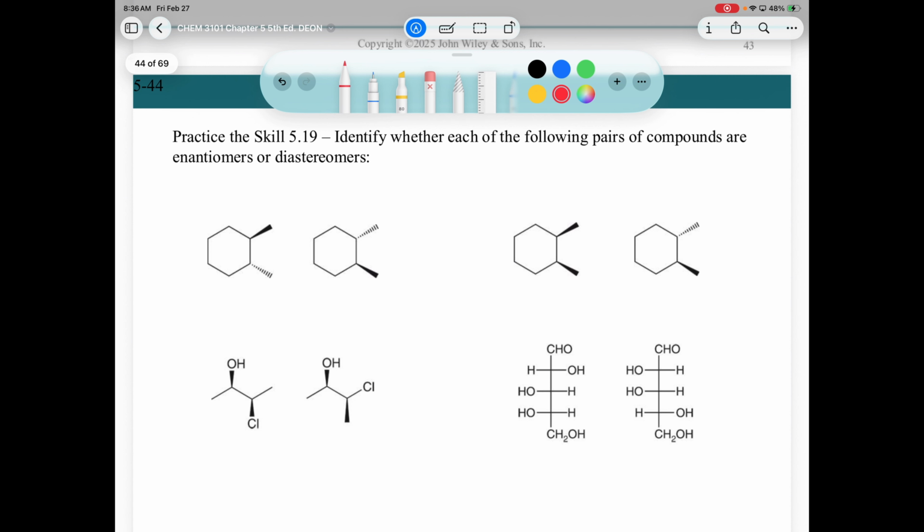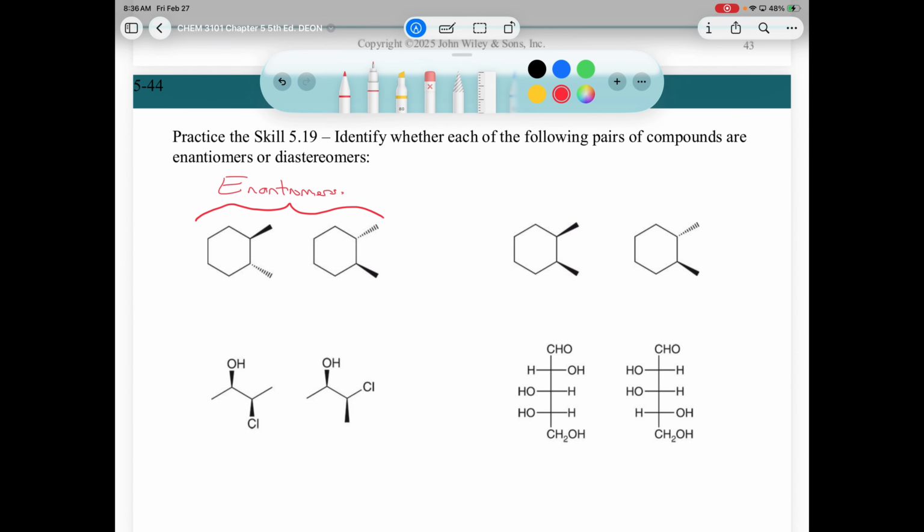All right, let's see if we can identify the following pairs of compounds as enantiomers or diastereomers. We'll do this very quickly. We start with these 2 guys here. You see that at the top, the wedge has been converted to a dash, and at the bottom, the dash has been converted to a wedge. Ergo, they are enantiomers. Enantiomers.